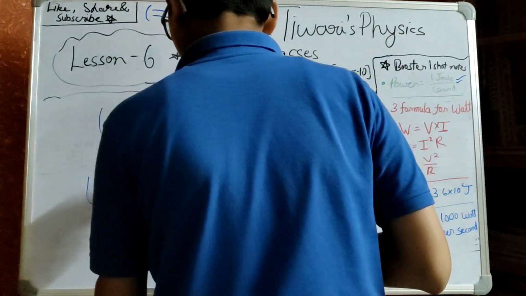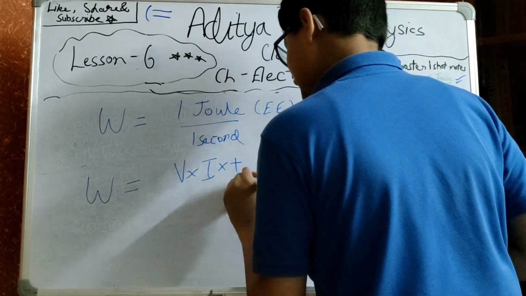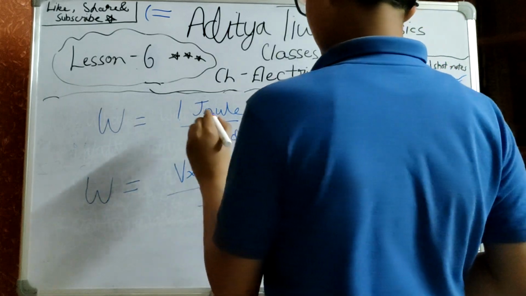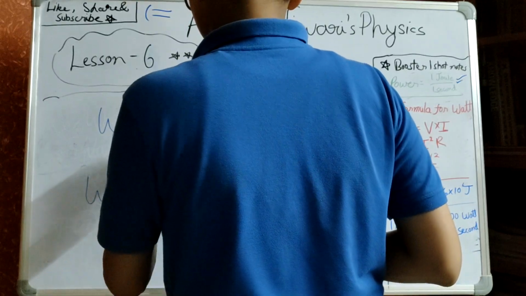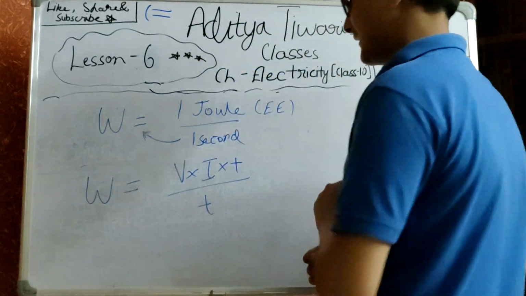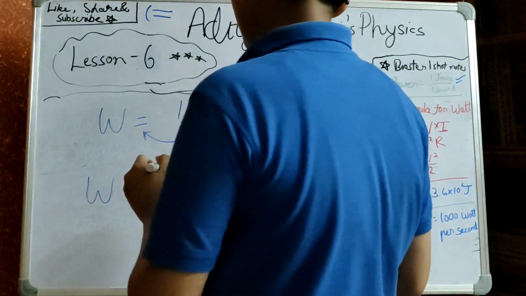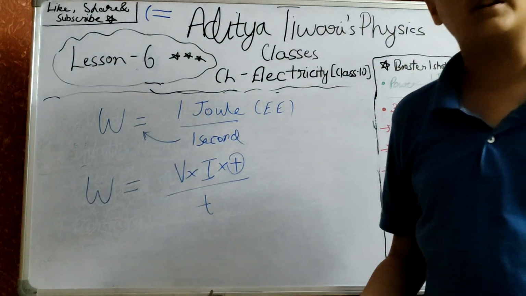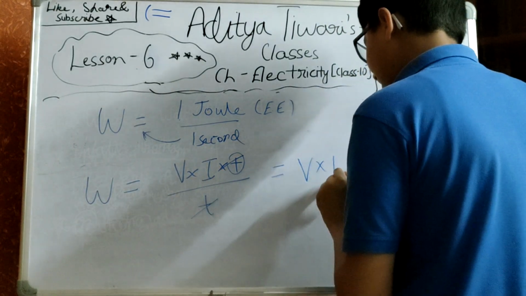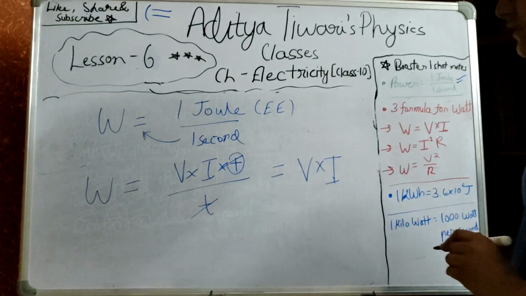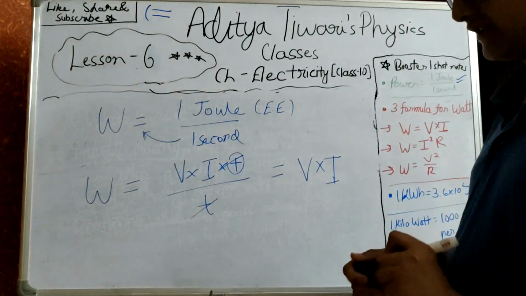So here we get the value of watt as V times I times T divided by T, like joule is V times I times T. The second is time, which is being cross multiplied, and so this gets cancelled. So watt is equal to voltage times the current flowing through the circuit. Here we get the first formula, which is V times I. So potential difference times electrical current is equal to watts, or the electrical power.